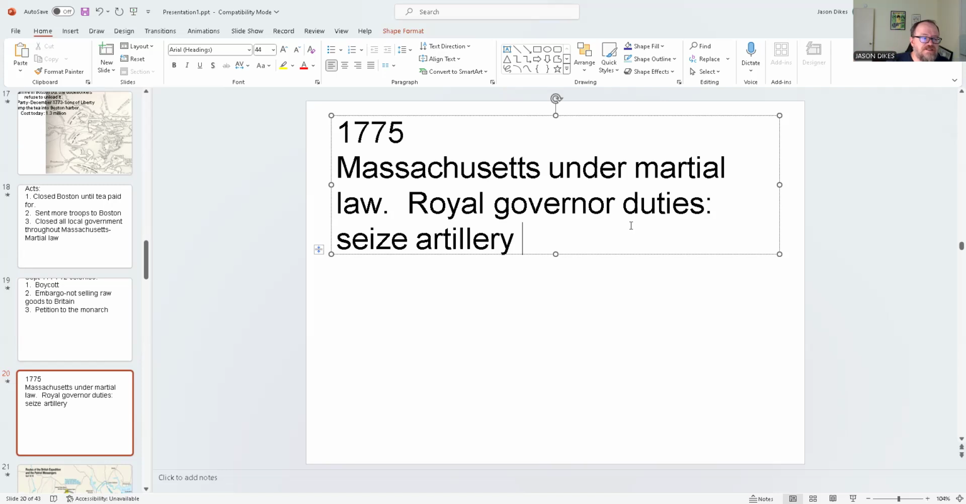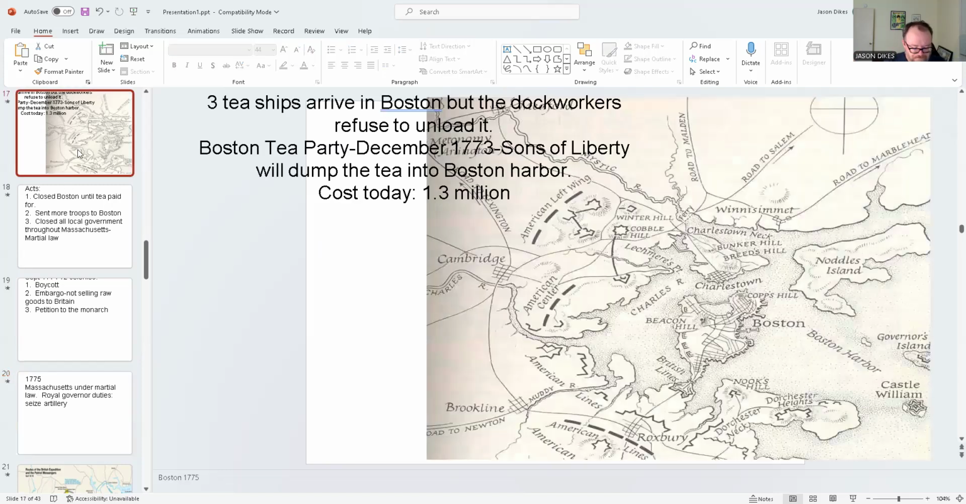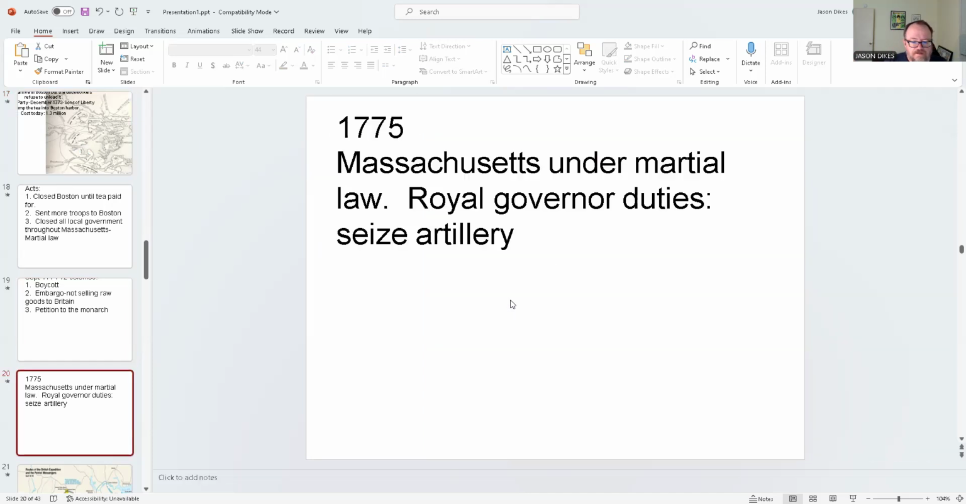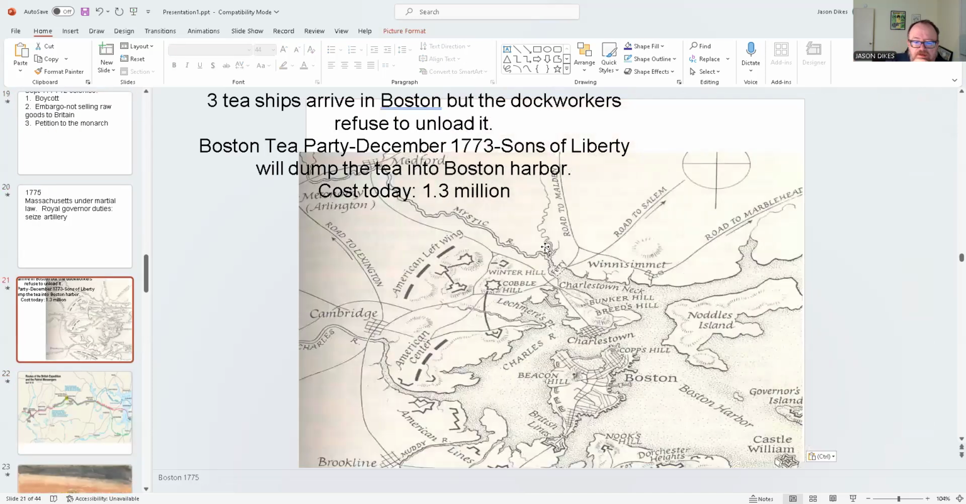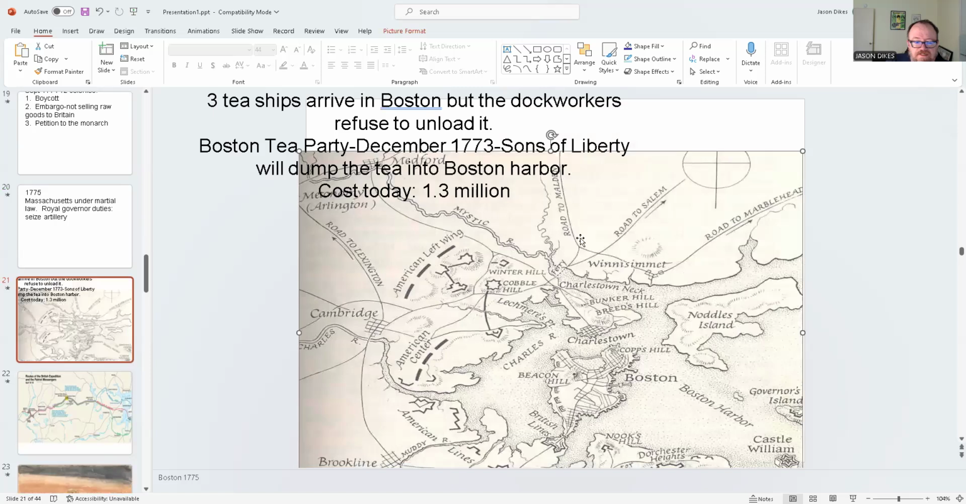So he had started seizing that artillery, and he'd gotten pretty good at it, sending out sort of these raids to Malden and Marblehead and Salem and some other places. They would march out at night, and then they would get there first thing in the morning and destroy the artillery or seize it to take it back.